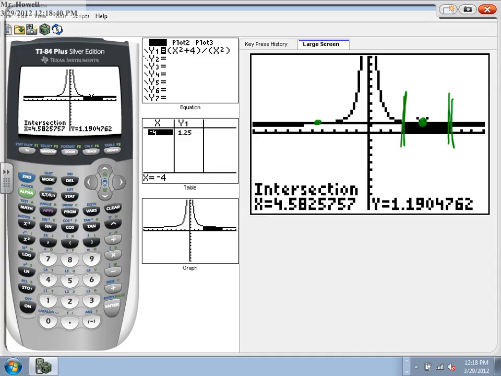Okay, 3 to 7. Now, I've got a question for you. What about this? What if it said, what is the value of the function when it intersects? What's your answer? 1.19. What was 1.19? What did we say a minute ago? What was that really? 25/21.